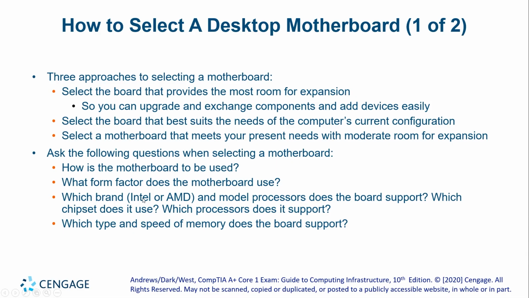What brand of processor? Intel and AMD are not compatible with each other. So if you have an Intel processor, you're going to have an Intel board. Same with AMD. And then finally, what speed and type of memory? Is it DDR4? Is it DDR3? What type of RAM are you going to be using?